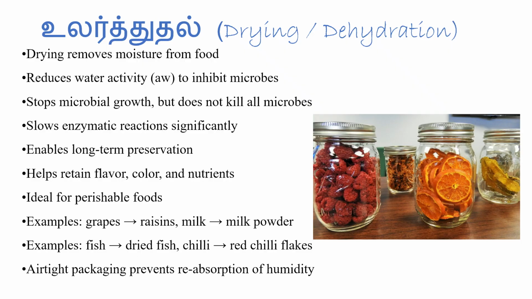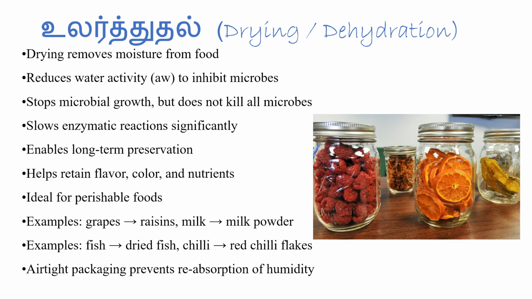And it is ideal for perishable foods. For example, we use many dried forms of fruits. The best example is dry grapes, otherwise called raisins. When we store normal grapes at room temperature, they can spoil within 1 or 2 days. When we preserve the same grapes in dried form as raisins, they can be stored for a month, even 2 years. Same with milk: raw milk will spoil at room temperature, but in dried form we can preserve it for many years.